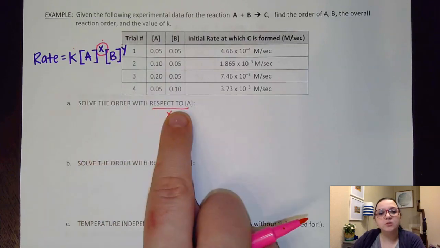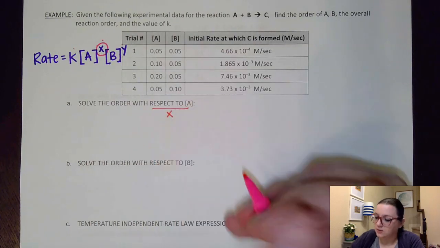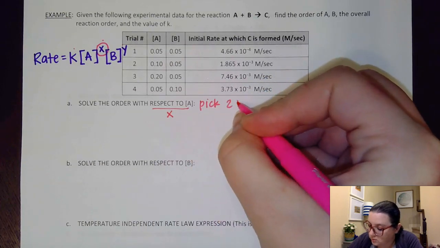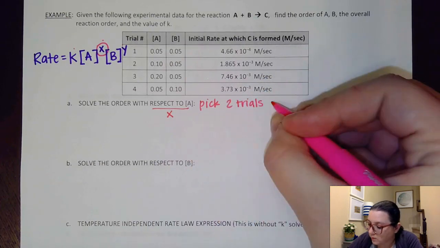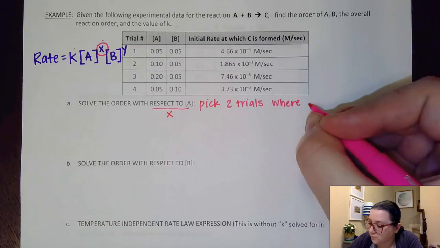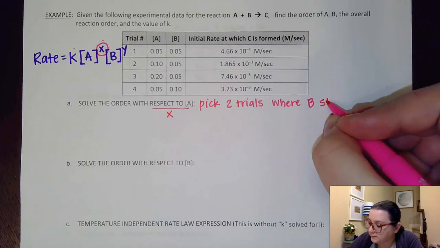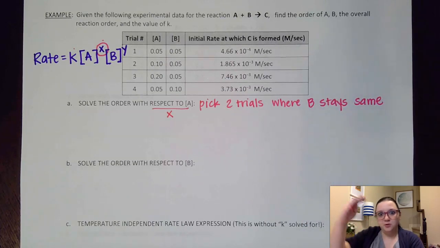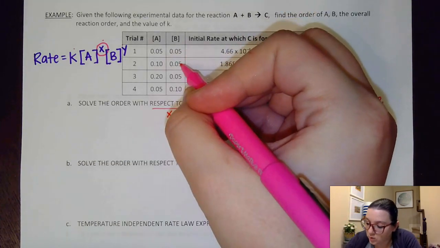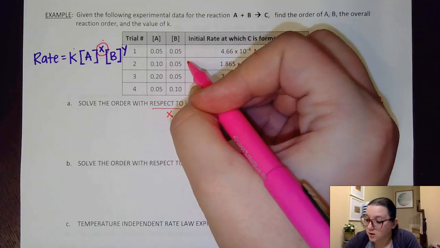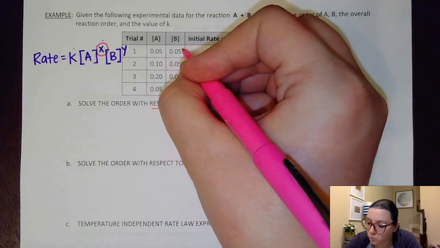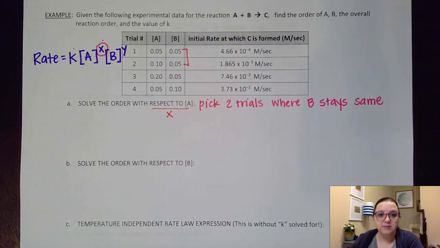So when they ask you to solve the order with respect to A, to one reactant, we want to pick 2 trials where B stays the same. Now, sometimes you have multiple options for that. You can pick different ones. Here, I could pick 1 and 2, I could pick 1 and 3, or I could pick 2 and 3. You see, I've got some multiple options there. I'm going to go ahead and just use 1 and 2. And I see that those 2 have B staying the same.